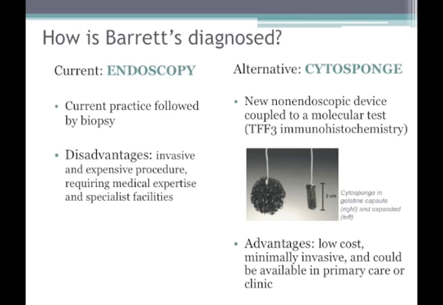Currently, Barrett's is diagnosed by endoscopy followed by biopsy. Although this test has high accuracy, it also has the disadvantages of being an invasive and expensive procedure, which requires medical expertise and specialist facilities. On the alternative side, there is a new nonendoscopic device called Cytosponge, which you see in this picture. This seems an appealing alternative since it's low cost, minimally invasive, and could be available in primary care or clinic.